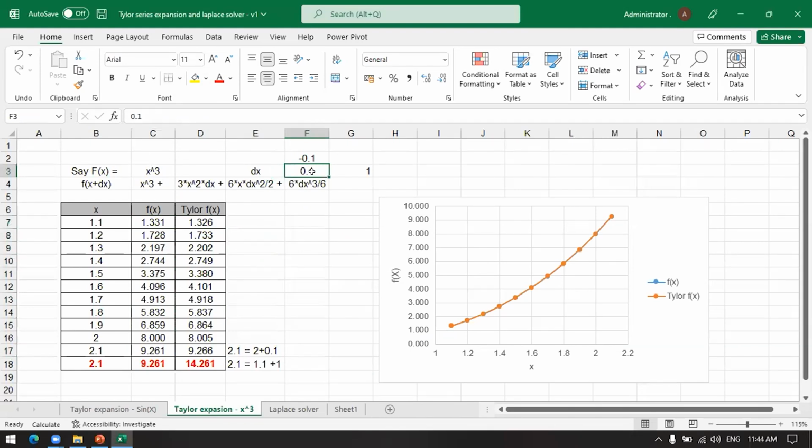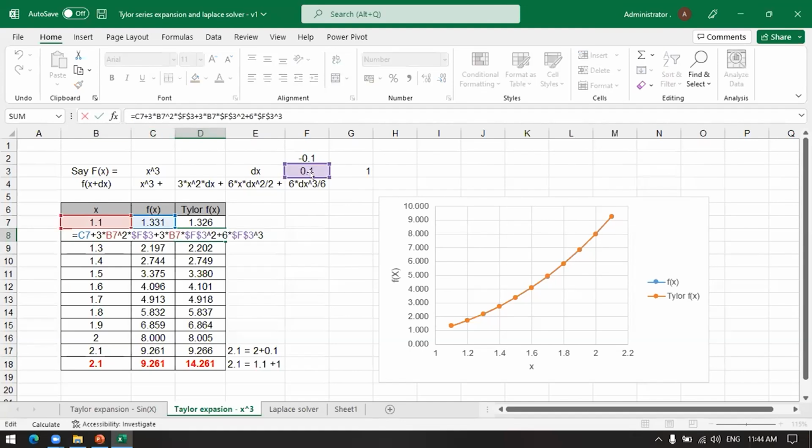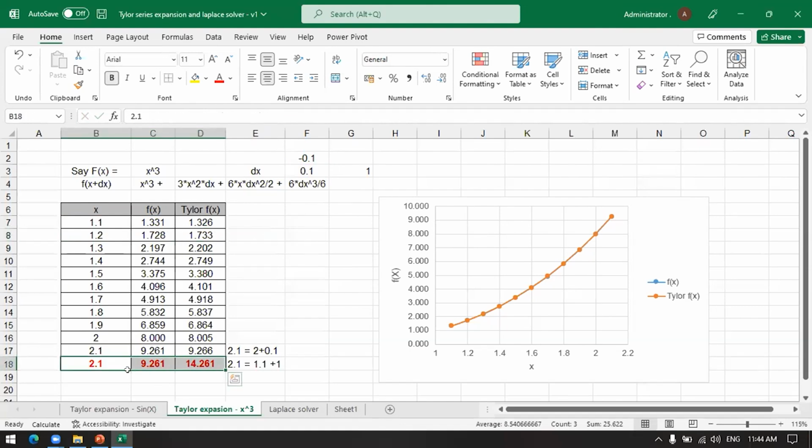The dx that I'm using here is 0.1. So 1.1 is here, and 1.2 essentially is 1.1 plus 0.1. So the dx in this case will be 0.1. Now, I think I've already highlighted this. If you see here, the error between these two, or the difference between these two, is pretty high. So why is that? Let's have a deeper look.